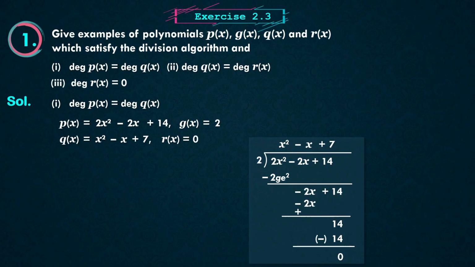According to the formula, p of x equals g of x multiplied by q of x plus r of x. So we multiply 2 with x square minus x plus 7. This gives 2x square minus 2x plus 14. Since the remainder is 0, the expression satisfies the division algorithm. Also notice that the degree of p of x is 2 and the degree of q of x is also 2. Therefore, the condition degree of p of x equals degree of q of x is satisfied. Hence, this is a valid example that satisfies the given condition.